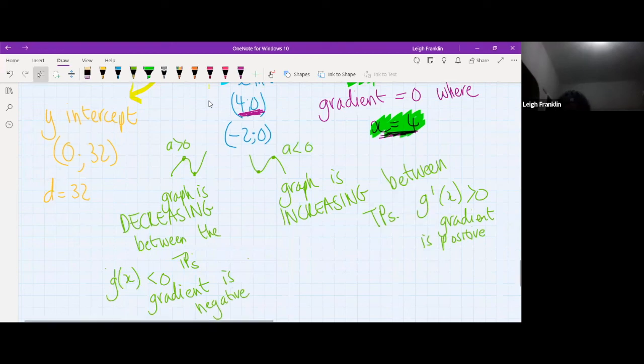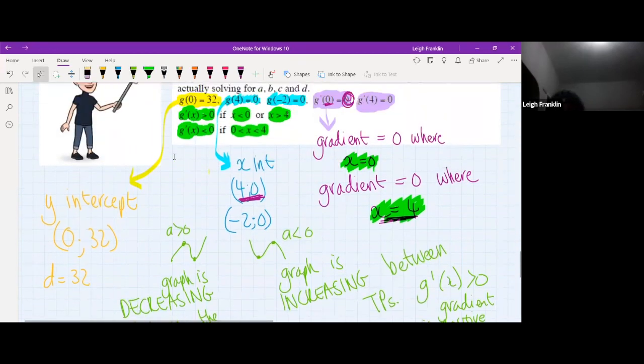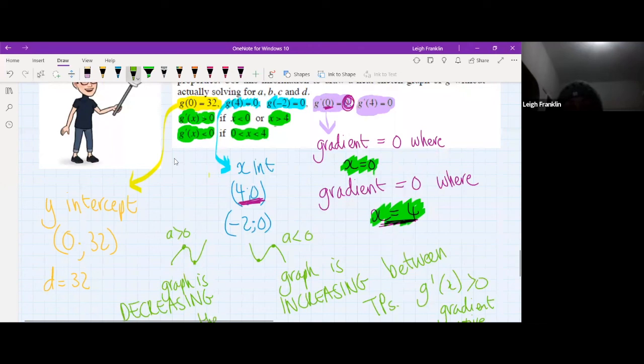So let's go and have a look at what's happening between the turning points. This is between, that's how we write between in maths, between 0 and 4. So between the turning points, the gradient is negative. That's what this entire line means here. The gradient is negative between the turning points.